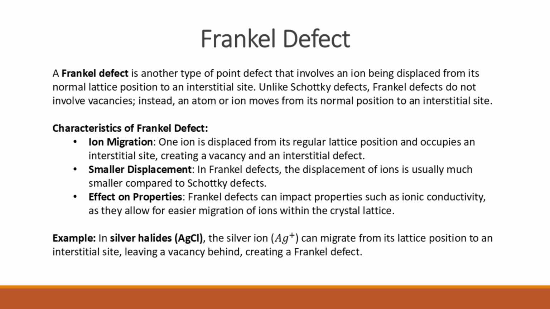A great example is in silver halides like AgCl, where a silver ion might migrate from its regular position to an interstitial site. This type of defect creates both a vacancy and an interstitial defect. The displacement is usually smaller compared to Schottky defects, but it can significantly impact the crystal's ionic conductivity. It's like creating a microscopic shortcut for ions to move through the crystal structure.